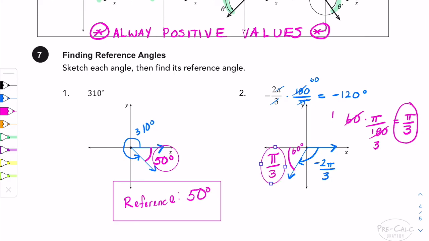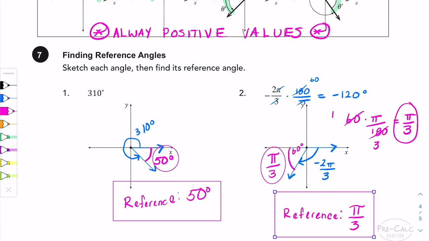So pi over 3 and 60 degrees are the same thing, but when your problem starts in radians, you need to make sure your answer is also in radians. So your reference angle is positive pi over 3. Again, always less than 90 degrees, always positive.